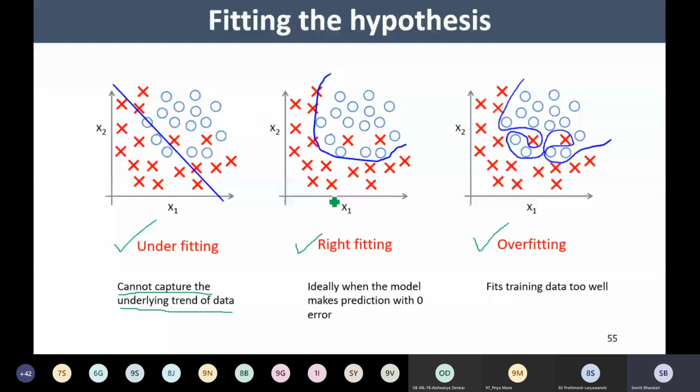Yes. Any doubts? No, ma'am. Whether the points are clear? Yes.